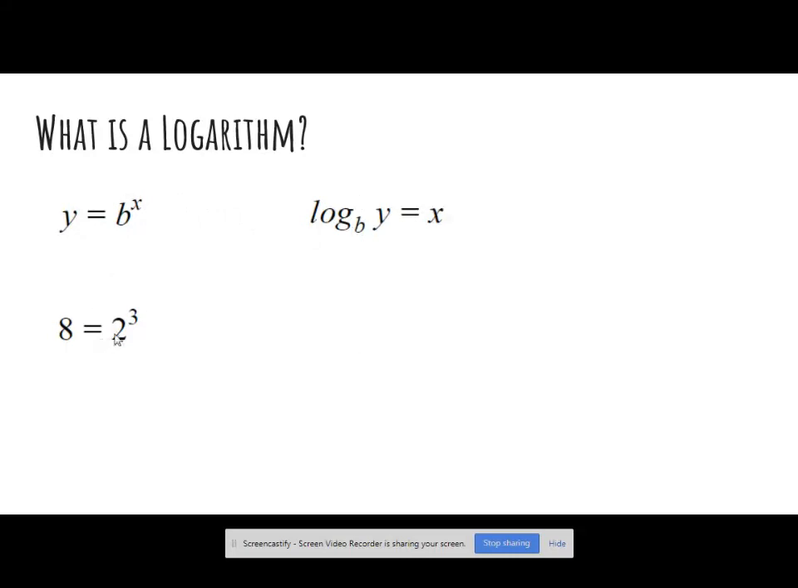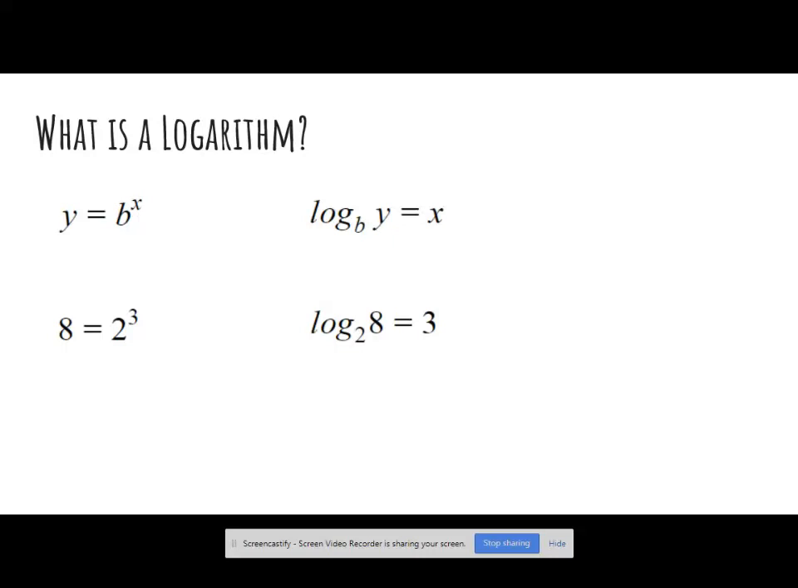Using this example, 2 to the third power equals 8. 2 is the base of the exponent, so it will become the base of the logarithm. And the 8 and the 3, the domain and the range, we're going to flip-flop. It would look like this: log base 2 of 8 equals 3. And that's true. Both of these are true statements. We'll explore how to use this too, but that's the basic idea.